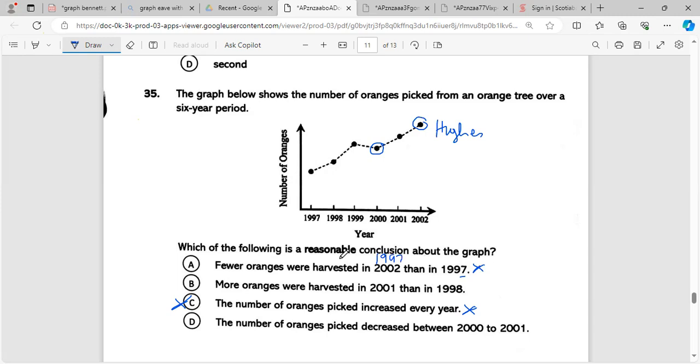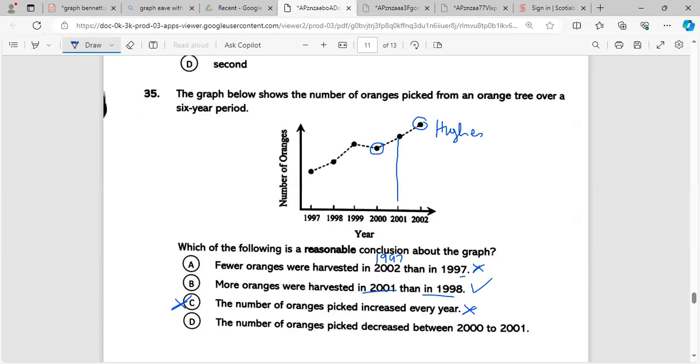Let's look at the answer that Kira chose. More oranges were harvested in 2001 than in 1998. So we could go to 2001, which is the second. Yeah, so that is true. All right, Kira, well done.